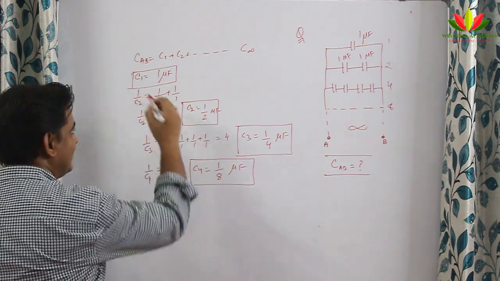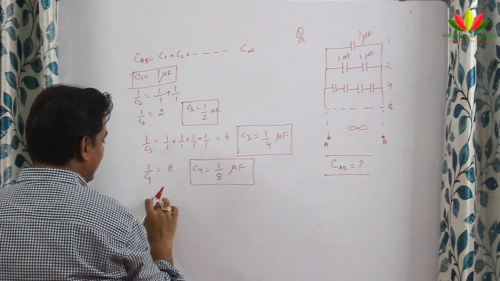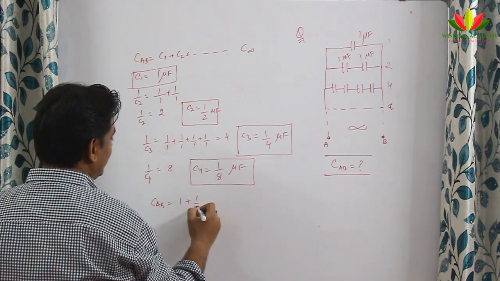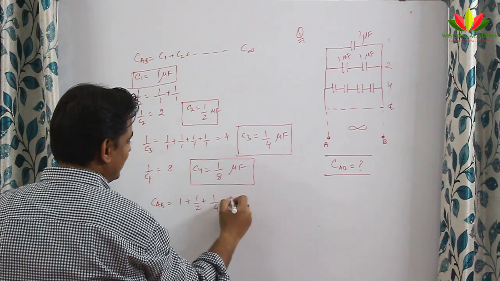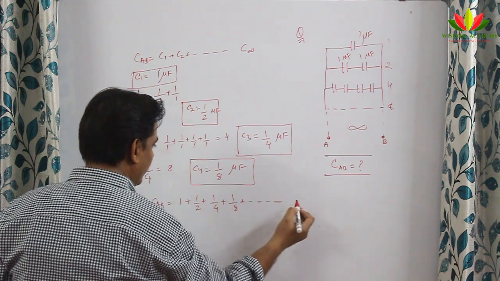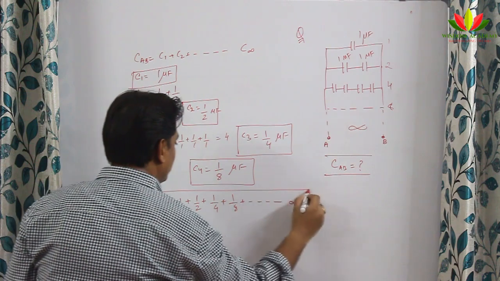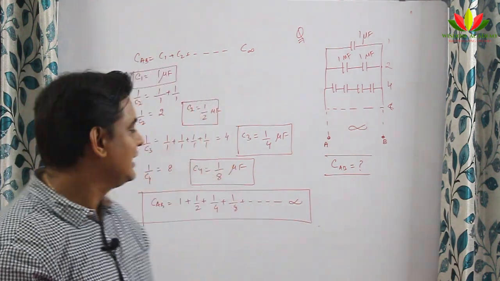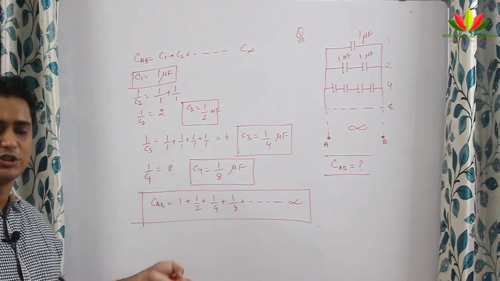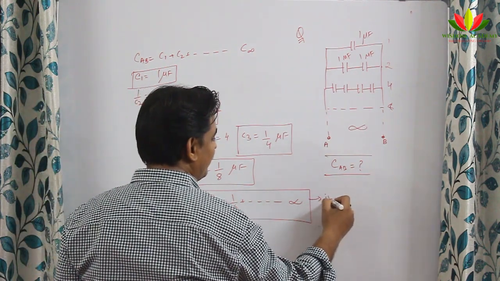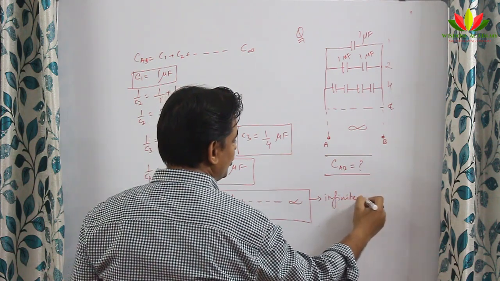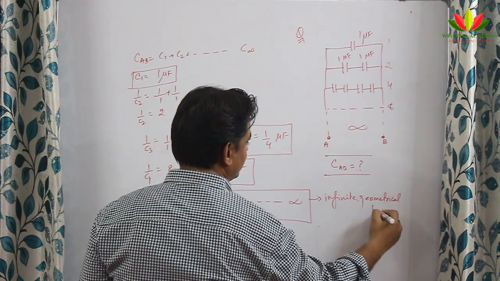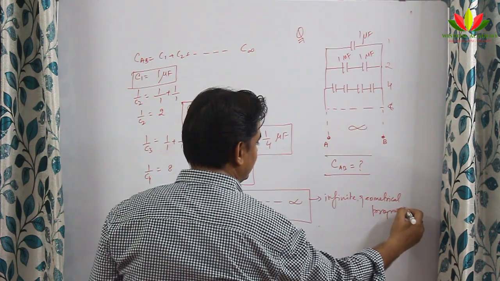So now I get the value of CAB as equal to 1 plus 1 by 2 plus 1 by 4 plus 1 by 8 plus dot dot dot till infinity. So now this became an infinite geometric progression. From here this question turned into a mathematical question. This is an example of infinite geometrical progression. So how to solve this?